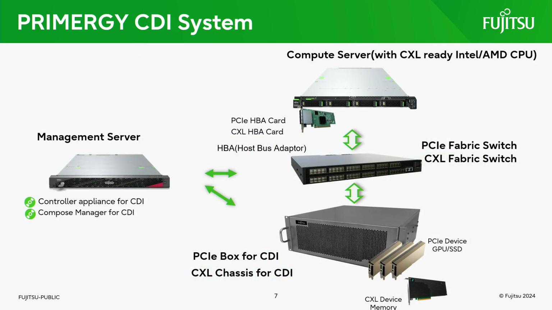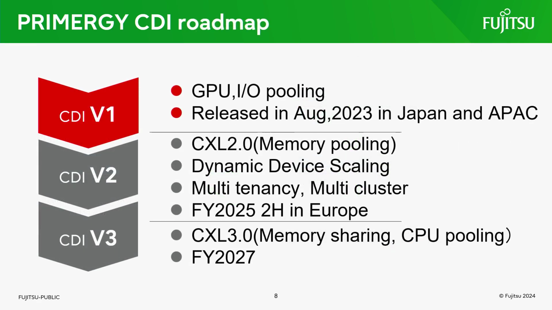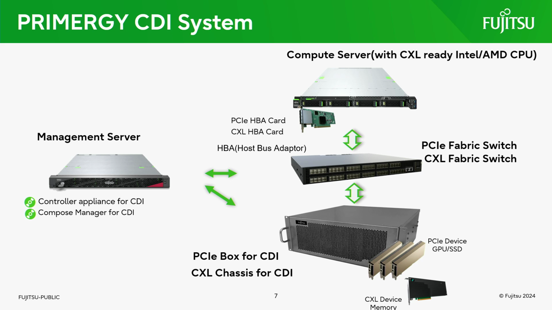Let's introduce a primary CDI system. It consists of 4 components. The main component is fabric switch for PCIe and CXL. And second component is chassis for PCI cards and CXL memories. And we also need a compute node with CXL ready Intel or AMD CPUs. These servers are connected to fabric switches through HBA card. And finally, we use management server to control fabric switch and chassis.